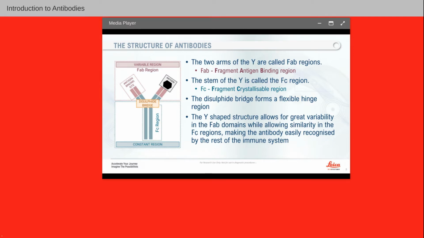The flexibility from the disulfide bridge allows the two Fab fragments, so the two arms of the Y, to move independently of each other, which allows them to interact with more antigens. The Y-shaped structure allows for variability in the Fab regions whilst maintaining the similarity in the FC region. So it allows the antibody to detect a range of antigens, but it still allows the host immune cells to recognize the FC region, the constant domain, and generate an immune response.